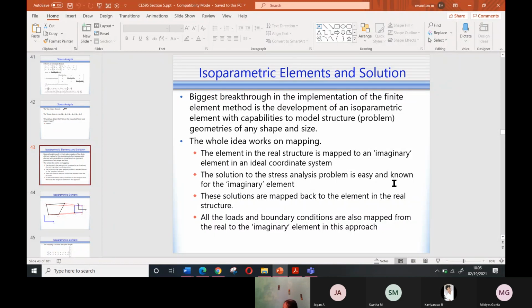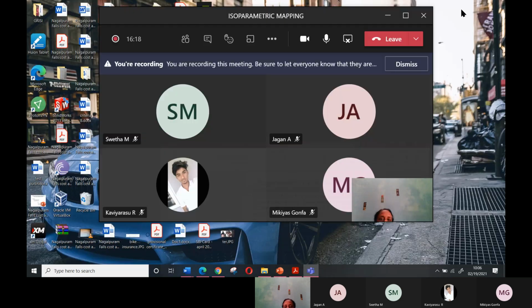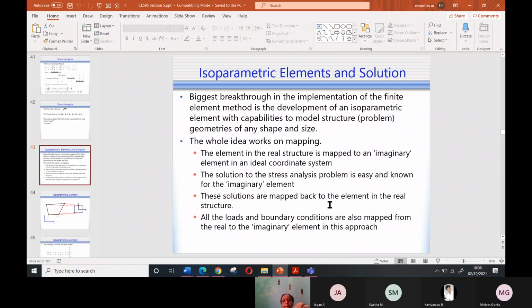Can you just note down these sentences? So have we now noted down? Shall I move on to the next slide?